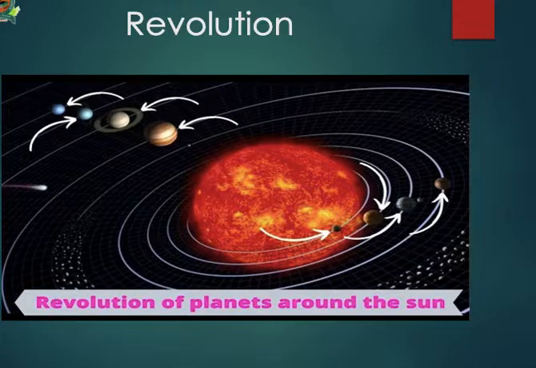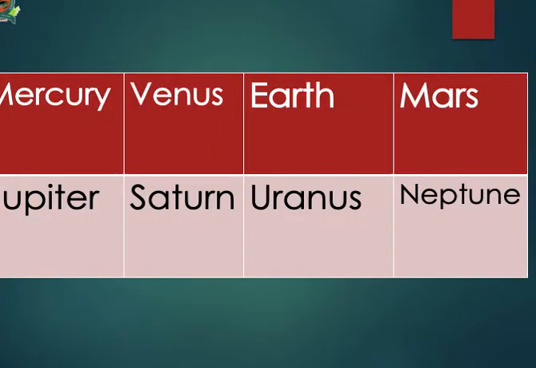Revolution of planets around the Sun. Mercury, Venus, Earth, Mars, Jupiter, Saturn, Uranus, and Neptune.